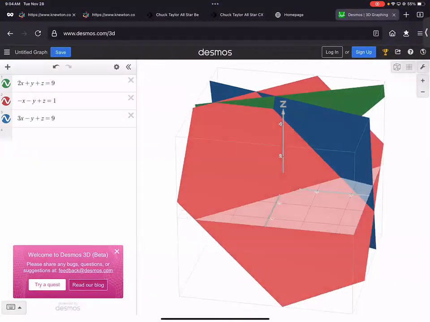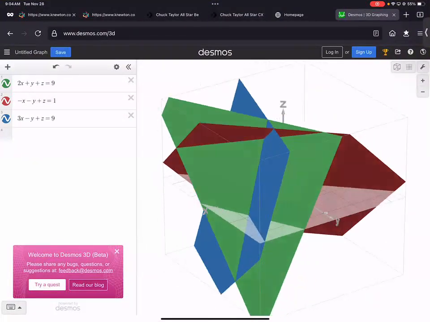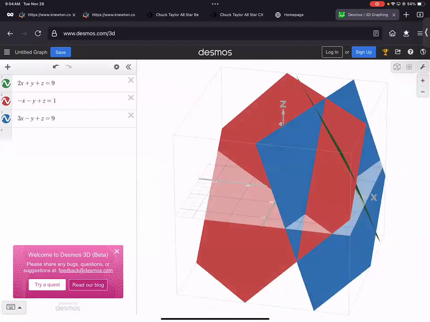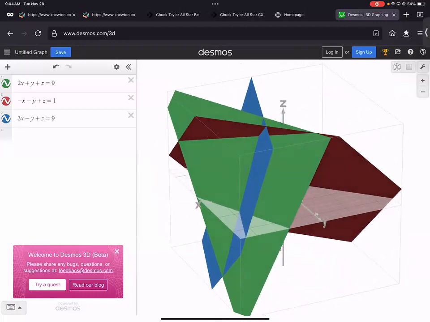Looking at this, I see that there appears to be a point right here that they all go through at the same time. I didn't mean to make that spin that fast. I'm going to throw up, and that would be bad.